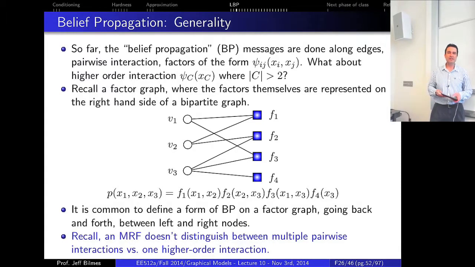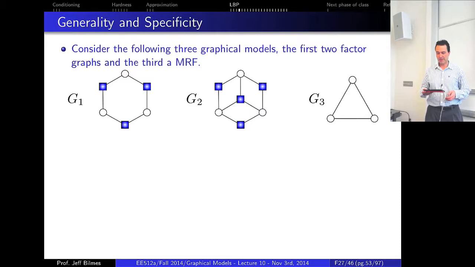The thing also, interestingly enough, about a Markov random field is that it doesn't really distinguish between higher order potentials and lower order potentials. And what we mean by that is the following. This is important because this is about generality and specificity of a Markov random field versus a factor graph. So let's talk about these 3 graphs here, G1, G2 and G3. G1 and G2 correspond to factor graphs. These are hypergraphs or bipartite graphs. And then G3 is just a regular old Markov random field.